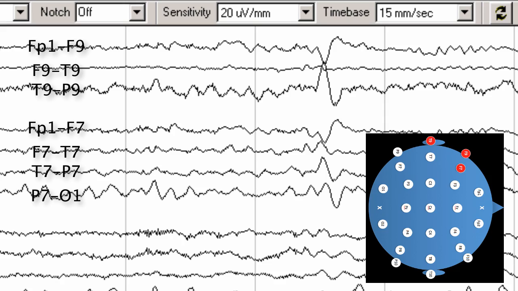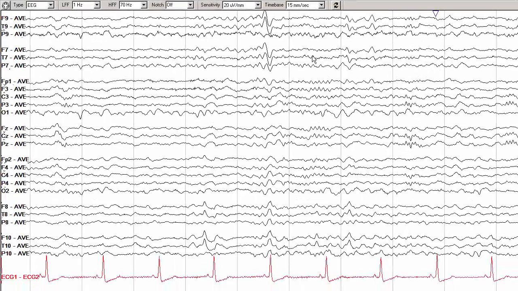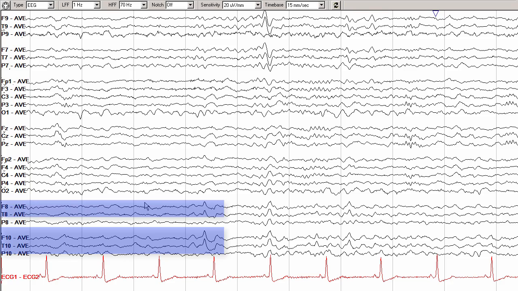F9, F7, and T9. When we switch to an average reference montage, our suspicion that this was maximal electronegativity at F7, F9, and T9 is confirmed. When we focus on the entire page, we actually see that we have a similar abnormality on the right side, although it is not quite as high voltage. Here we can see a maximal electronegativity at F10, T10, and to a lesser extent F8 and T8.